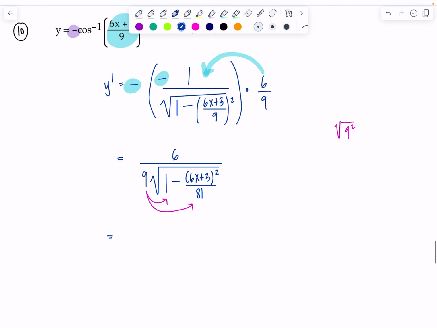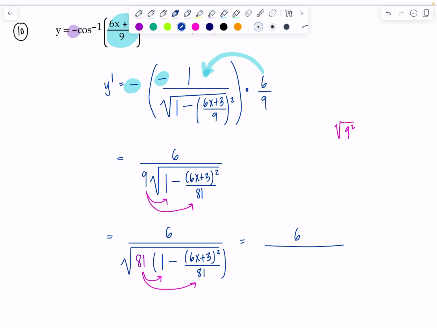So I'm going to rewrite this now as 6 over radical. My 9 is now an 81 when it's underneath the radical, and I still have 1 minus (6x plus 3) squared over 81. Do you see what just happened? Oh, good. Now when I distribute, things will just simplify beautifully. So I still have 6 over square root of 81 minus, this 81 will cancel with the 81 here, and then I just have (6x plus 3) squared.